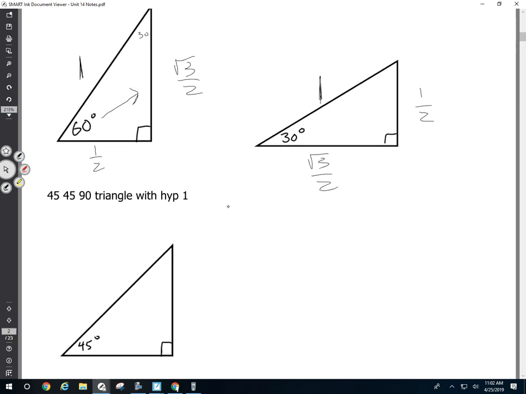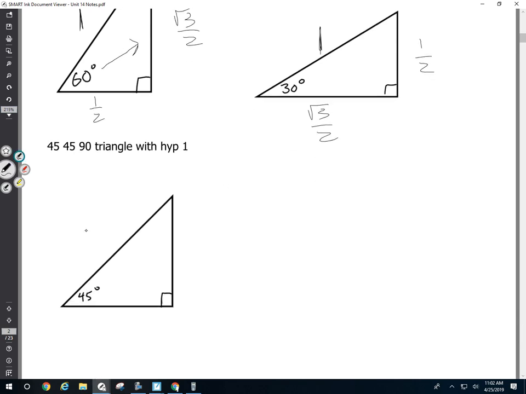What's nice about 45, 45, 90 triangles is that it will always be oriented one way. We need to commit this to memory. These side lengths, especially for the 30, 60, 90. Because we will use those side lengths a lot moving forward.